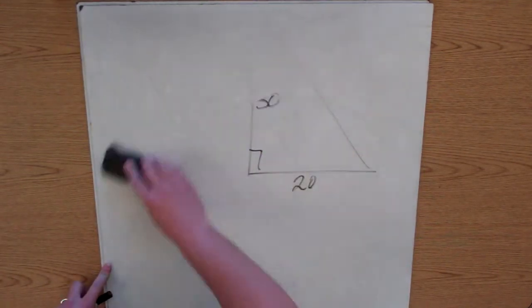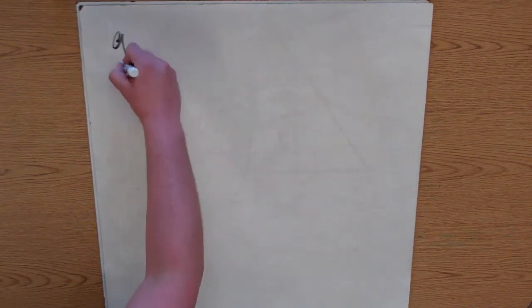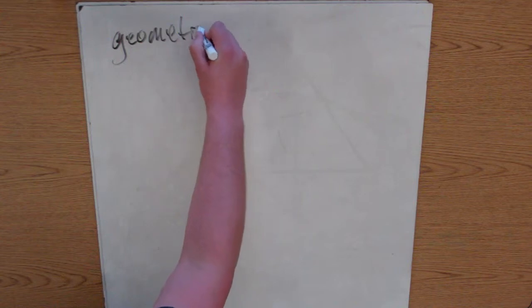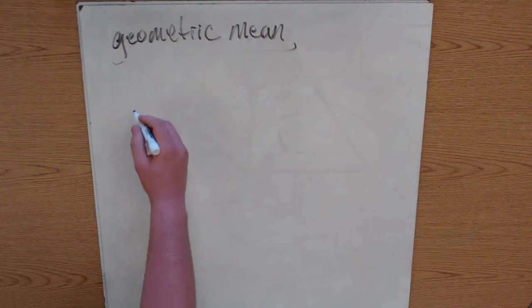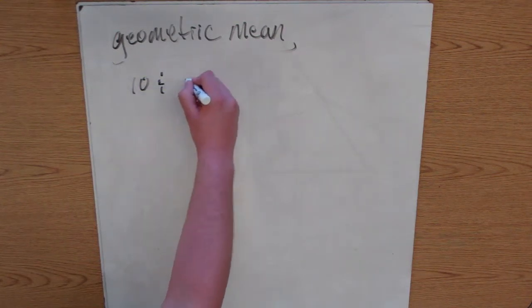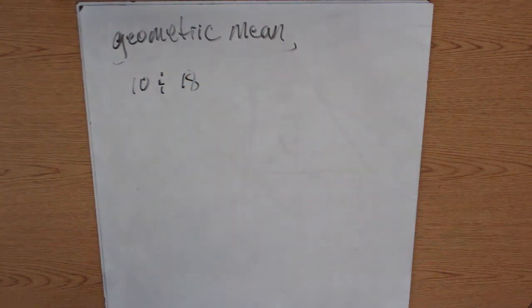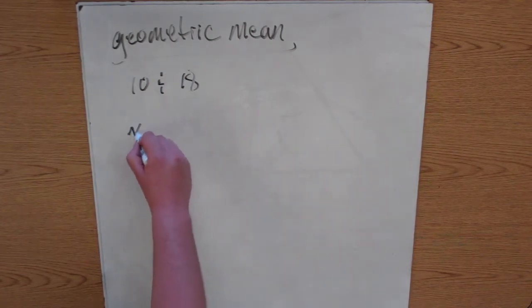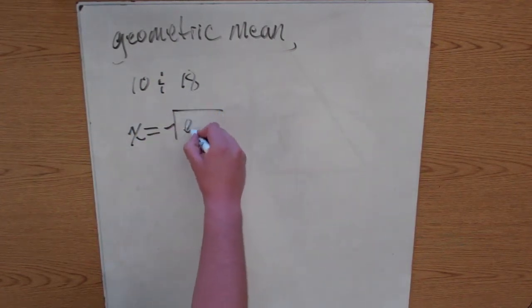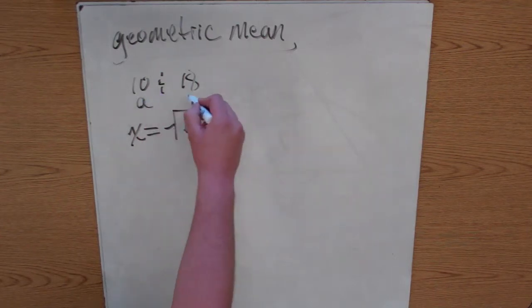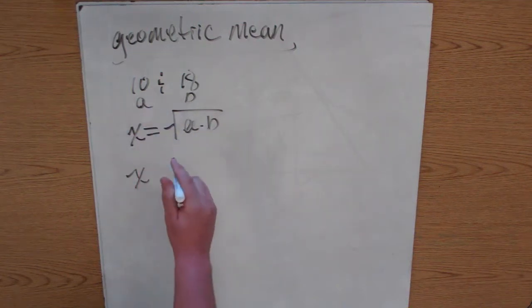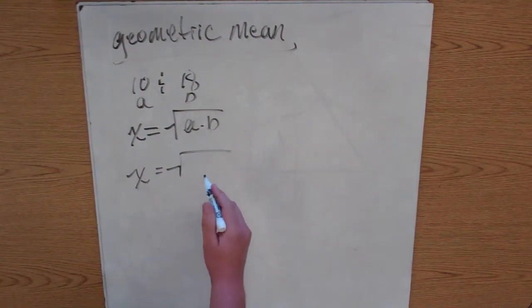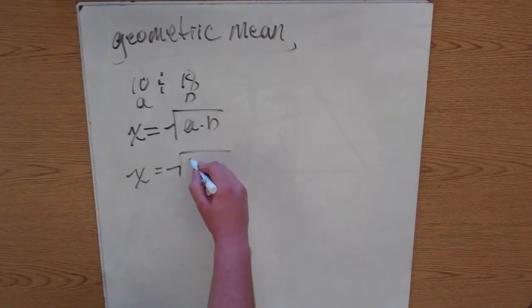Number 7 says find the geometric mean of 10 and 18. Well, if you remember, your geometric mean is x equals the square root of a times b. Here's your a and here's your b. So x equals the square root of 10 times 18, which is 180.